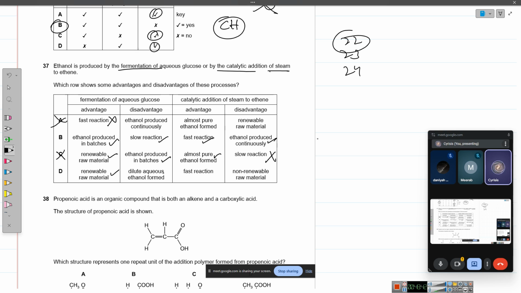Renewable material, dilute aqueous ethanol is produced. That is correct. Fast reaction, non-renewable. Dilute ethanol, no, it's not dilute. Basically, we get a mix. It's not dilute. We will say it is a mixture of different alcohols, right?